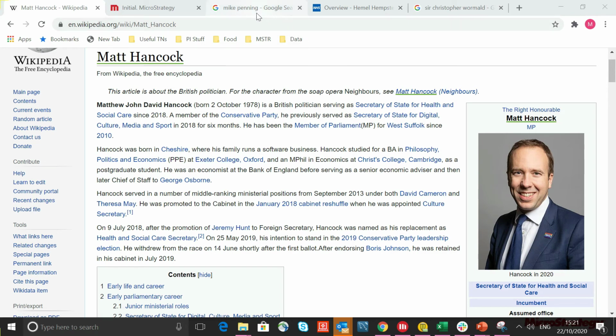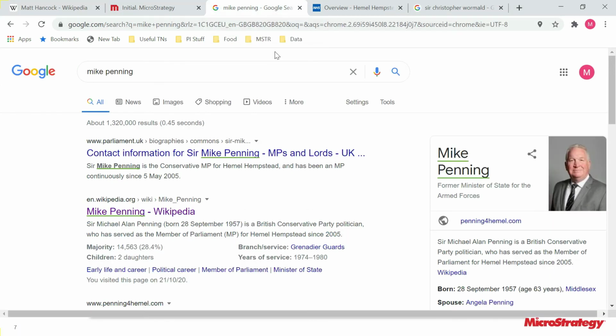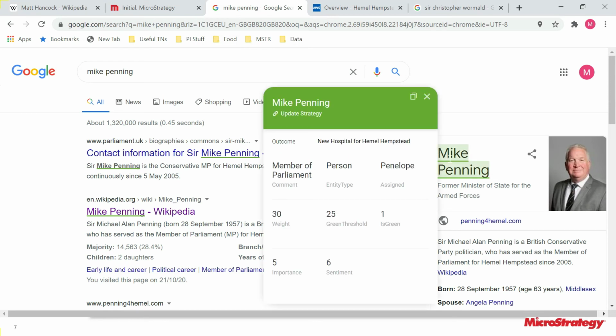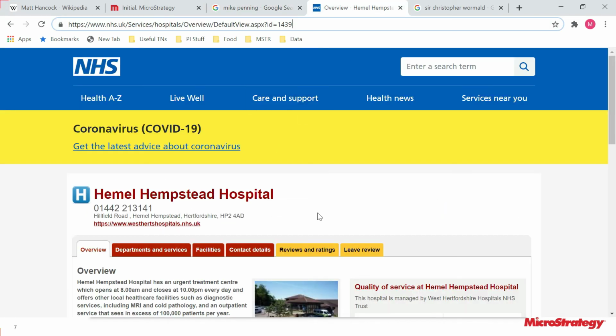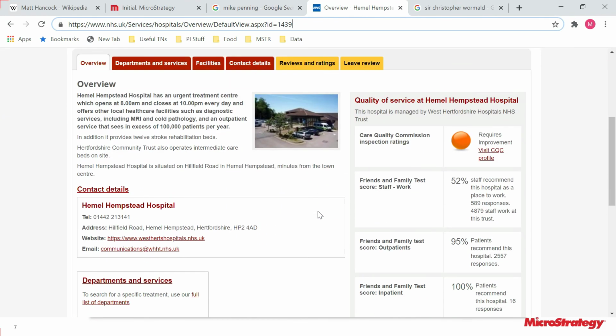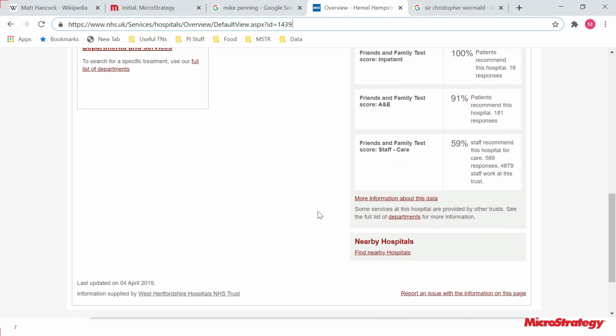So if we look at, for instance, Mike Pennin, our MP, you can see there, he's also there. If we click on that, then we've got his card come up that says he's a Member of Parliament. His weight is 30. His sentiment is 6. Yeah, it's looking quite good, really. Let's see who else we have. That's for Hemel Hempstead Hospital. I don't think we've got any hyper triggers on there.